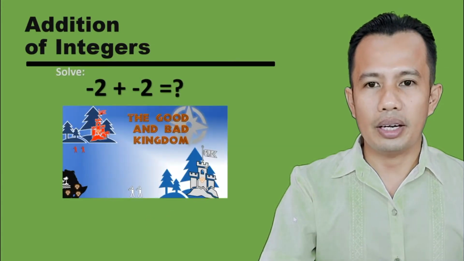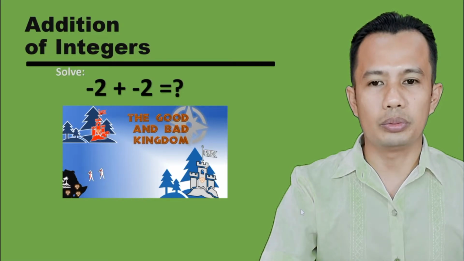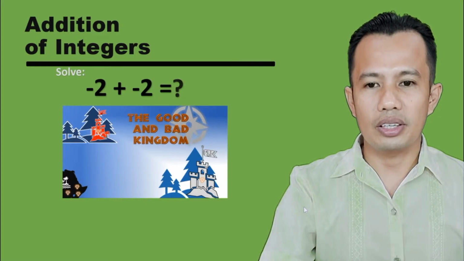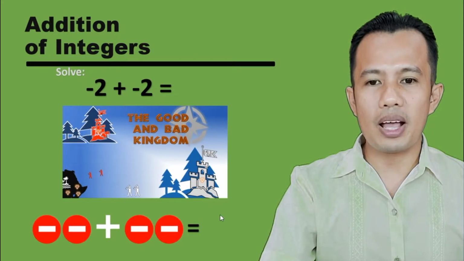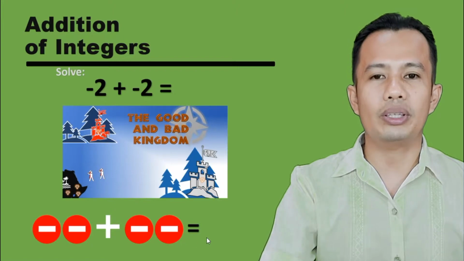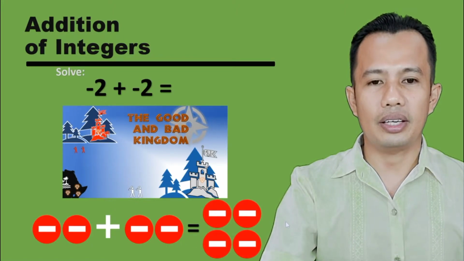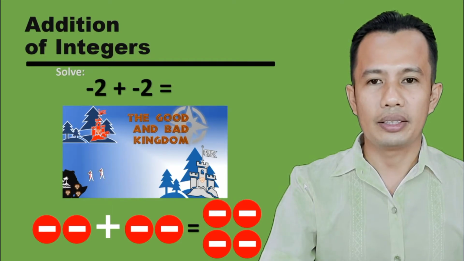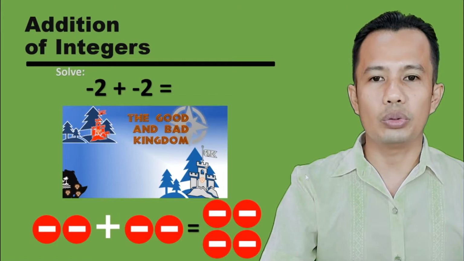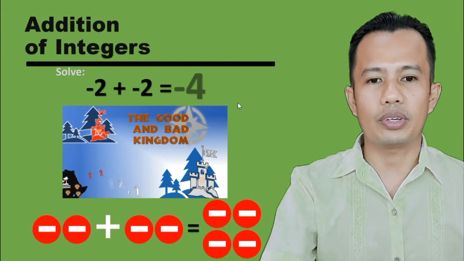Let's try another example. Negative 2 plus negative 2. In this case, there are 2 negative circles plus 2 negative circles. What do you think is the result? The answer is 4 negative circles. That's why negative 2 plus negative 2 is equal to negative 4.